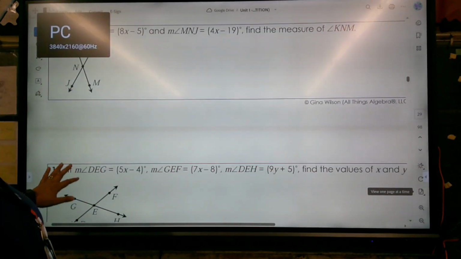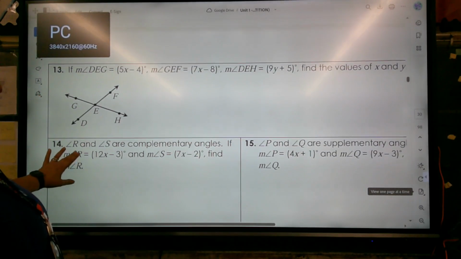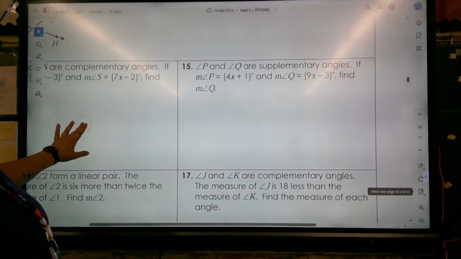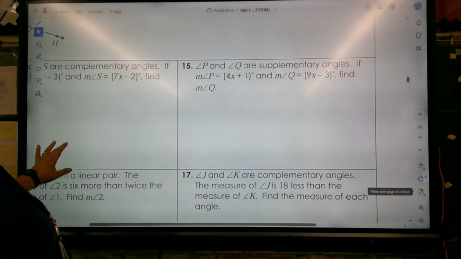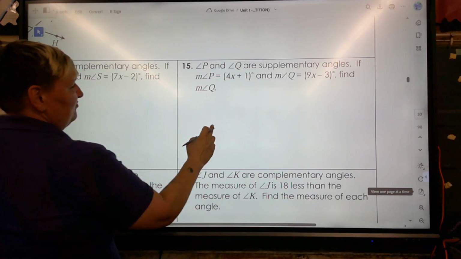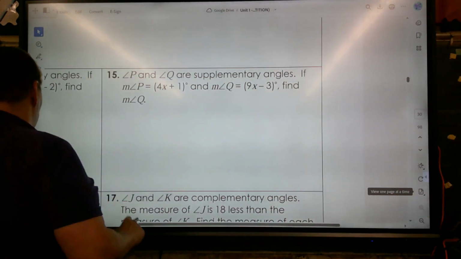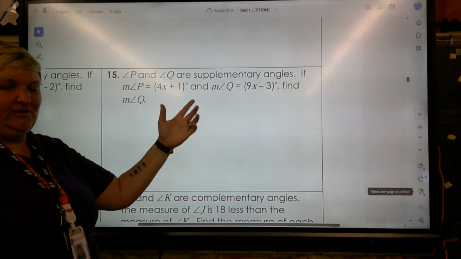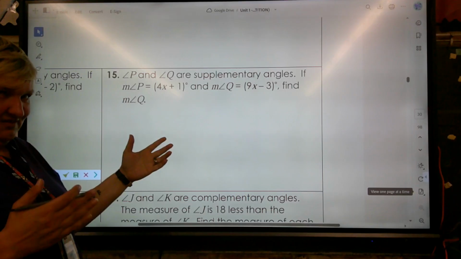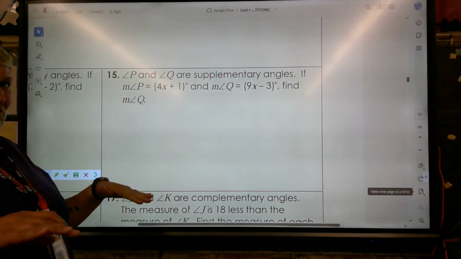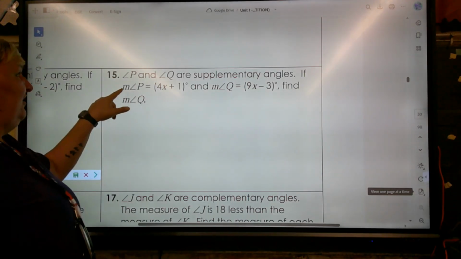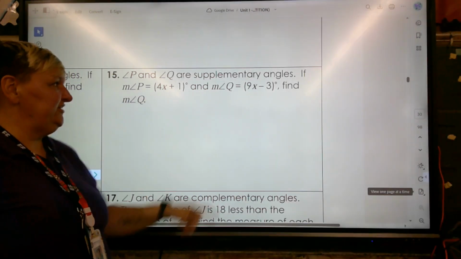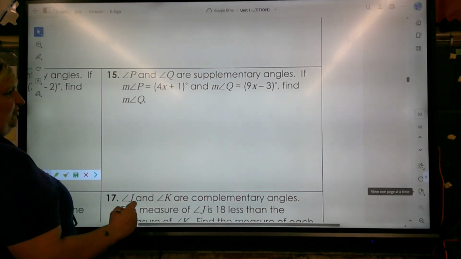One more. Let's do 15. Yeah, I like it. We have more space to work with. All right. Angle P and angle Q are supplementary angles. What do we know about supplementary? They're adjacent and they total 180 degrees. If the measure of angle P is 4x plus 1 and the measure of Q is 9x minus 3, find the measure of angle Q.